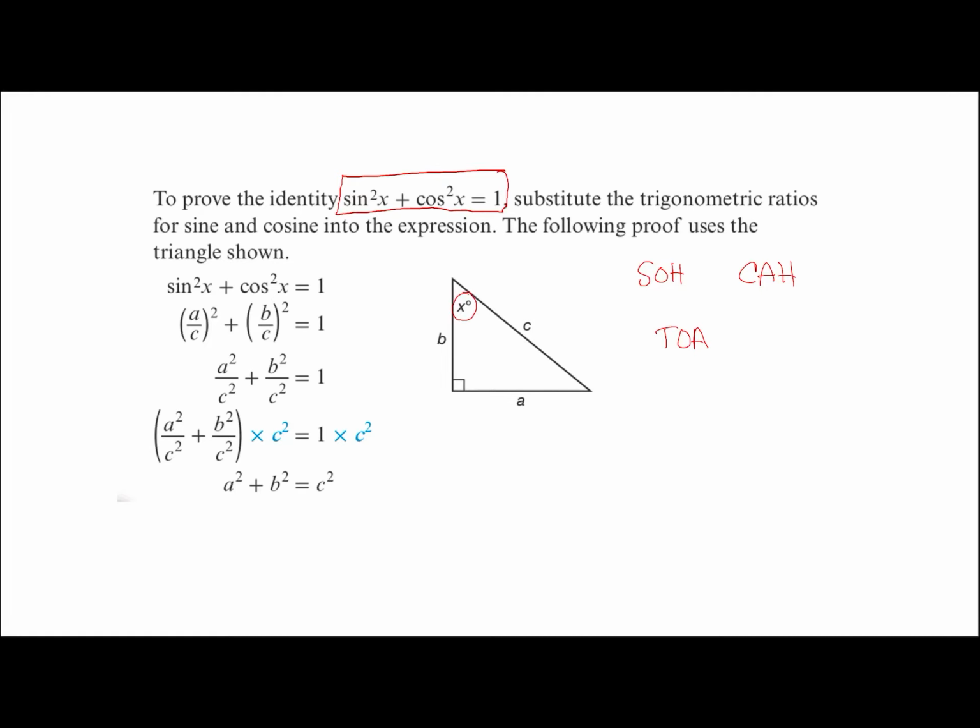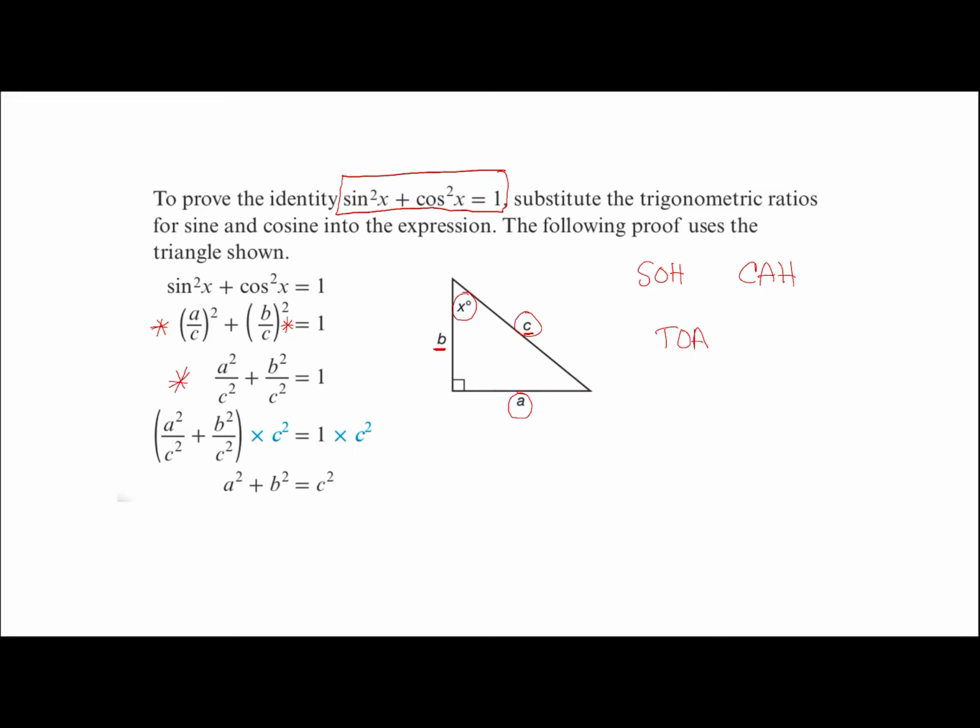When we're talking about sine, we're talking about opposite over hypotenuse. So the opposite side is the A, and the hypotenuse is going to be the C. The cosine is going to be the adjacent side, which is the B, over the hypotenuse, which is our C. If we square both of those, we'll get A squared over C squared plus B squared over C squared is equal to 1, as you can see on our next line.